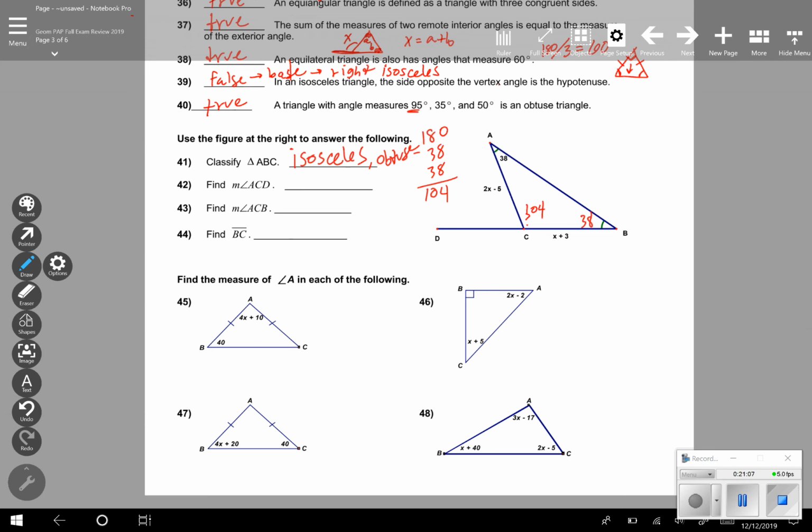All right, now it says find the measure of angle ACD. Okay, ACD. Okay, you see how I trace this corner? This is the angle we're talking about, ACD. So they want us to find that one here. Well, if we know this guy over here is 104, they're making a straight line. So 180 minus 104 is 76.